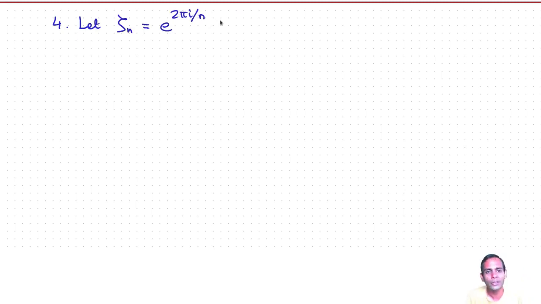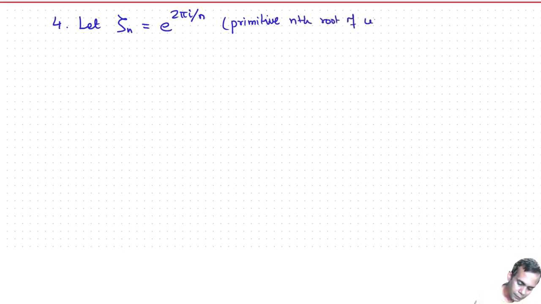Okay, now come to problem 4, which is a very interesting class of numbers whose minimal polynomials we shall seek. Let zeta n be e to the power 2 pi i by n. So this is a complex number, and if you raise this number to the power n, then you get 1. So this is called a primitive nth root of unity. The powers of this number are all the nth roots of unity in the complex numbers.